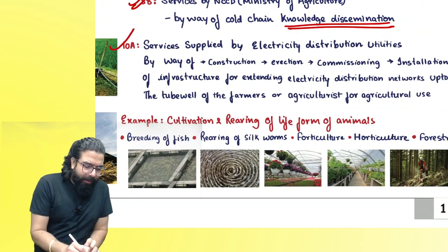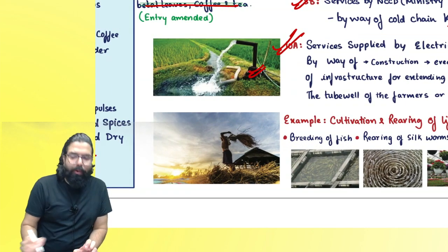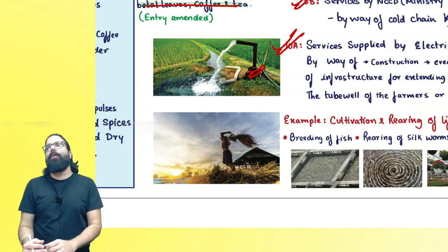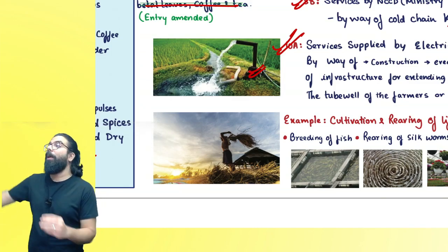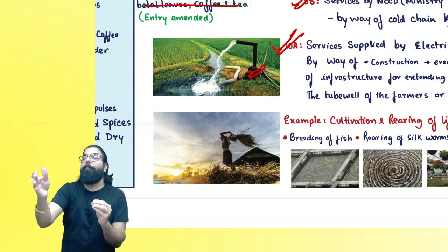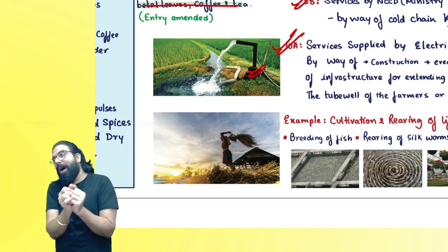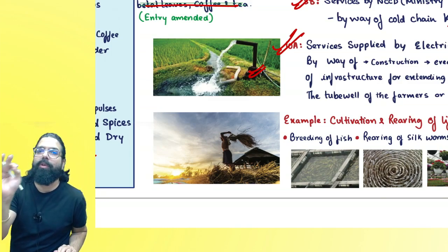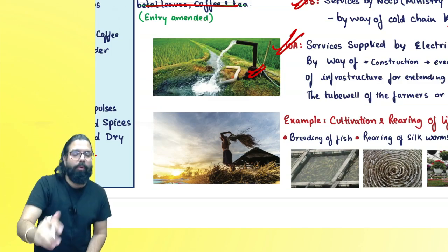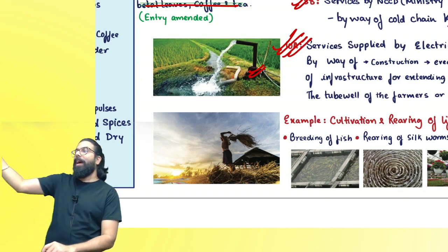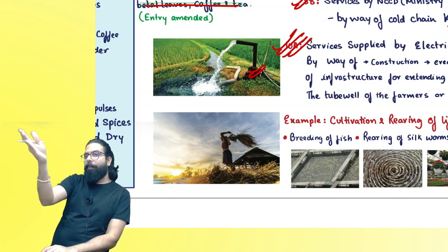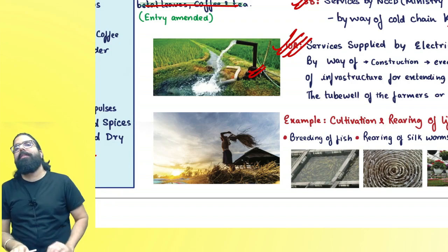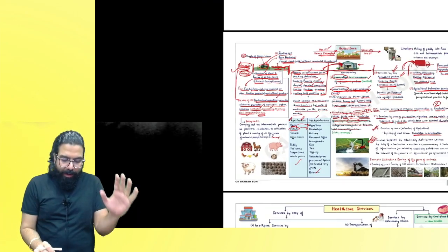The next one over here is, sir, you know what? A farmer wanted some electricity for his tube well. He told BESCOM, the electricity distribution utility, please extend the wire, please put one pole and extend the electricity till my farm. For agricultural use, BESCOM or the electricity distribution utility will charge some amount. They will not charge any GST on that. Erection and installation of poles and such services, whatever they charge, will not attract any GST.